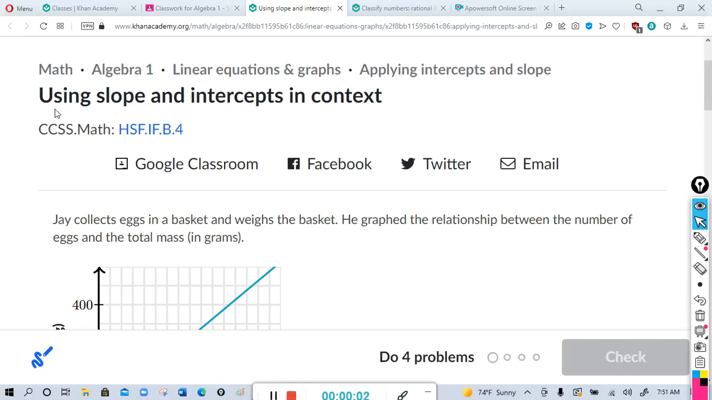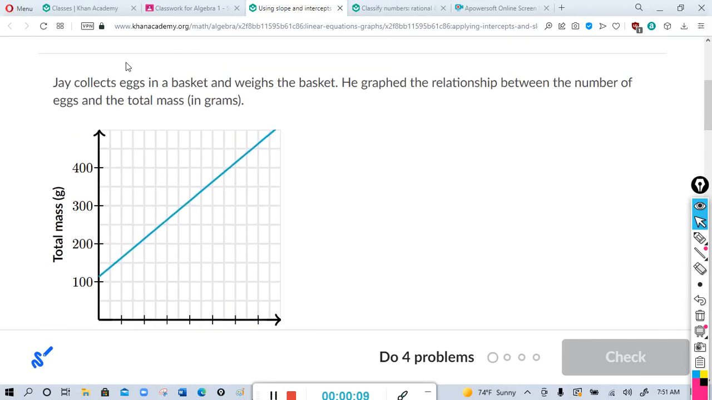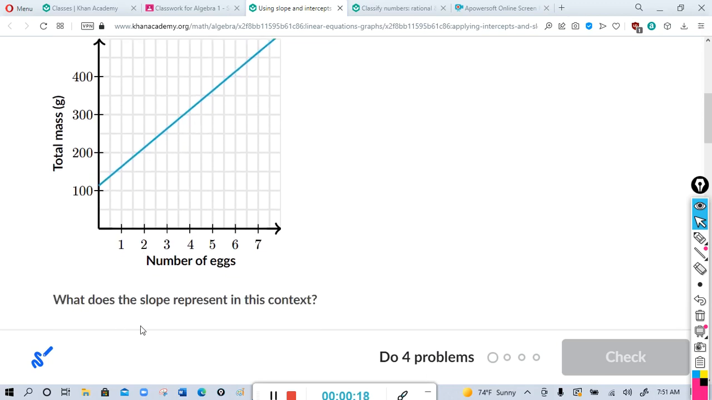This will be for the assignment using slope and intercepts in context. All right, so here it says, Jay collects eggs in a basket and weighs the basket. He graphed the relationship between the number of eggs and the total mass. What does the slope represent in this context?